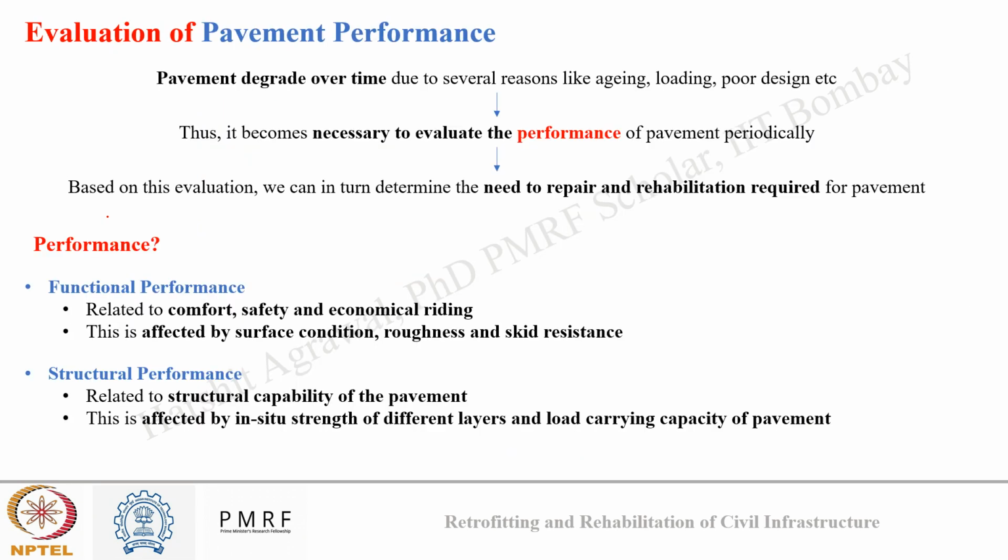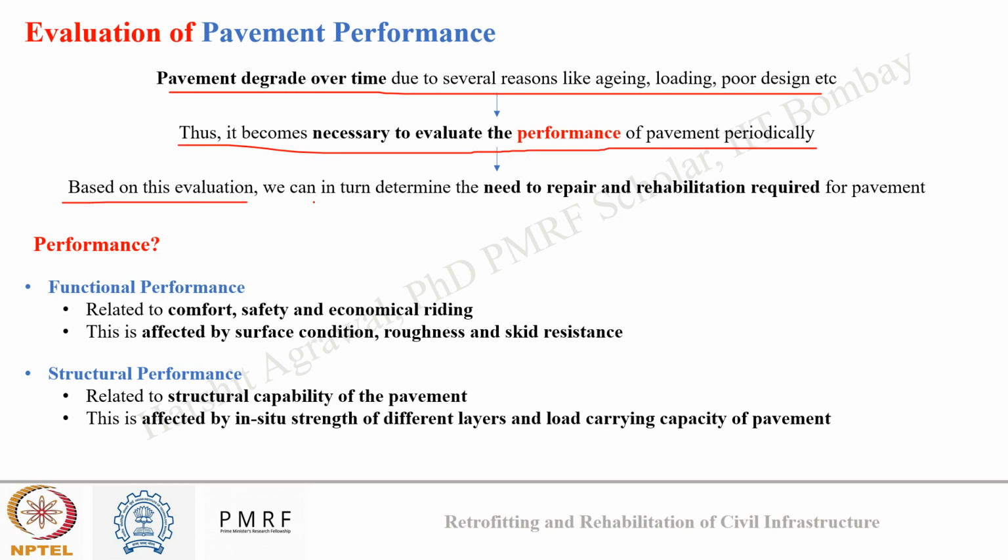Now, knowing the pavement type, distress reason, and distress type, for proper choice of repair, it is also important to evaluate the severity of distress in the pavement. Okay, and this can be drawn by evaluating the current performance of the pavement. So, as we know, pavements degrade over time due to several reasons like aging, loading, poor design, etc. And thus, it becomes necessary to evaluate the performance of pavement periodically. Based on this evaluation, we can in turn determine the need of repair and retrofitting required for the pavement.